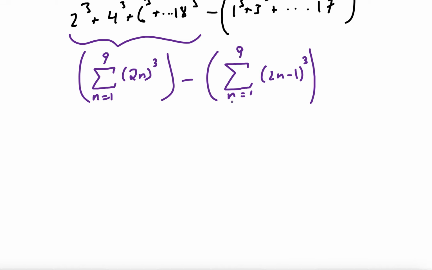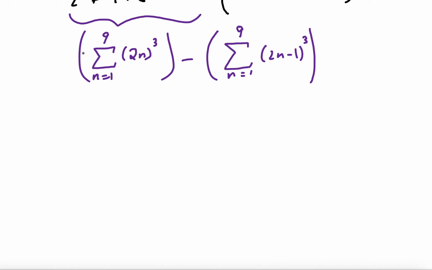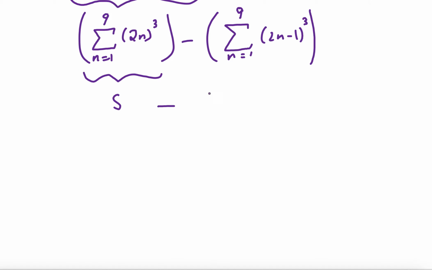And now what we're going to do is expand these cubes. So what I'm going to do here is rewrite this as S, and the reason I rewrite this as S is because you can see here we have a 2n inside of this sigma. So when we expand out the cubic here, we're going to see that we can get some cancellation because of the negative. So what do I mean? Let's take a look. We have here the sum of n going from 1 to 9.